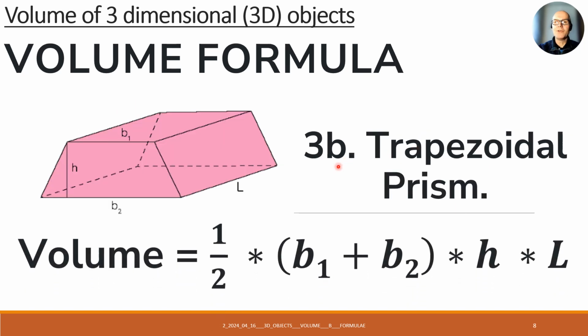This is the volume for a trapezoidal prism. Half of B1 plus B2 times H for height times L for length. The volume of a trapezoidal prism is half times B1 plus B2 times H times L.